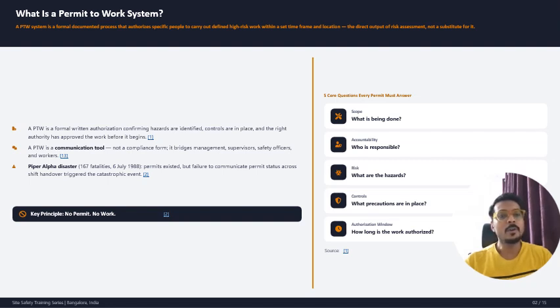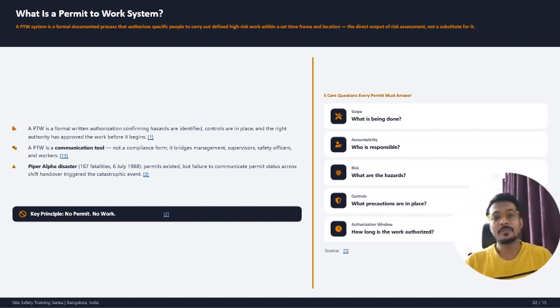This work permit system is a formally documented process that authorizes specific people to carry out defined high-risk work within a set time frame or location, with restrictions based on risk assessment and substitution factors. So the key principle is: no permit means no work. That is the main agenda, basically.